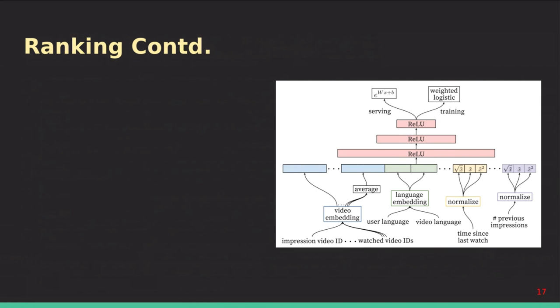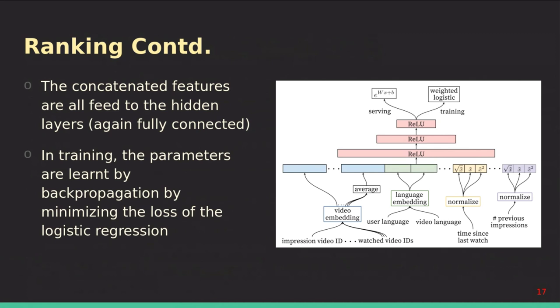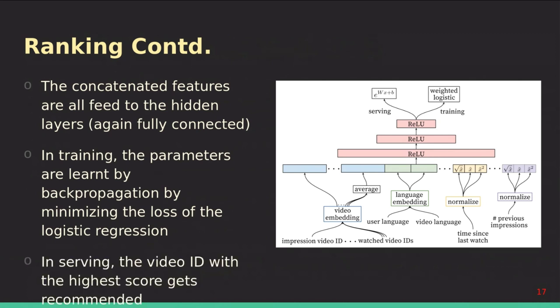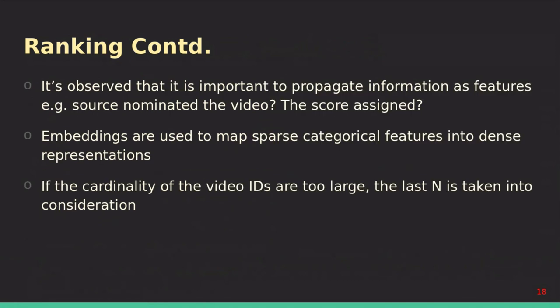This is the overall structure. So yeah, in the training parameters, backpropagation by minimizing the logistic regression, and in serving, the video with the highest score gets recommended. Okay. Yes?